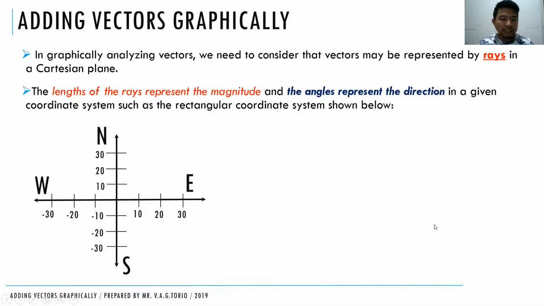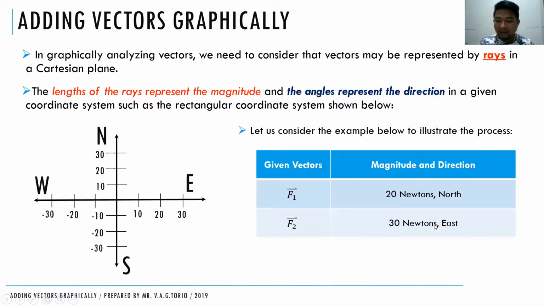So say this is a Cartesian plane, and we are to consider the following examples. So, and we are to add vectors F1 and F2. F1 is 20 newtons north, and F2 is 30 newtons east. And our task is for us to be able to add F1 and F2. And the sum of F1 and F2 is called the resultant force.